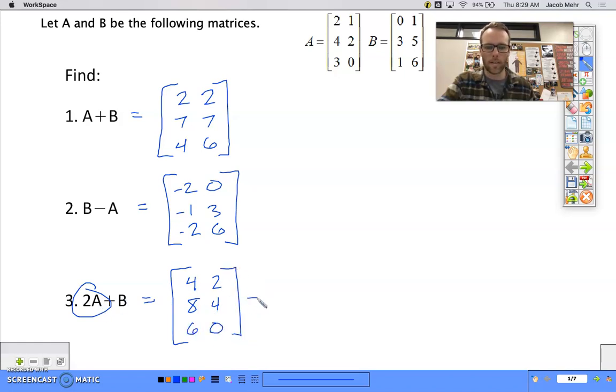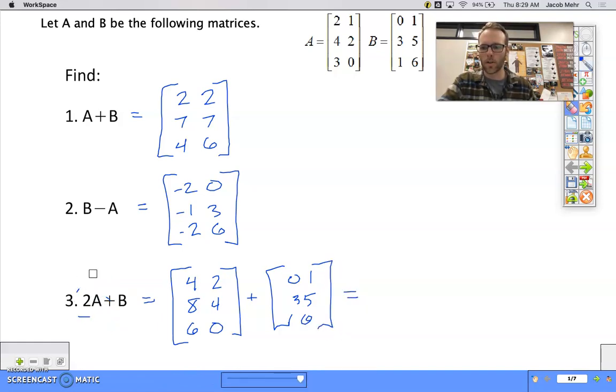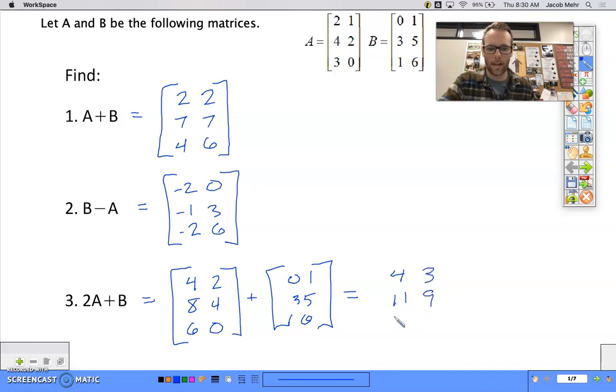So we do that. Then we're going to add on matrix B, which we are not multiplying by 2. There's no 2 in front of that. Sorry for the sloppy writing there. We're just following order of operations. We know we need to multiply before we add, so that's why we did our scalar multiplication first. Now we're going to add on the B, so now we can just add these two matrices. They're still the same dimensions. And what do we get? 4, 3, 11, 9, 7, and 6.